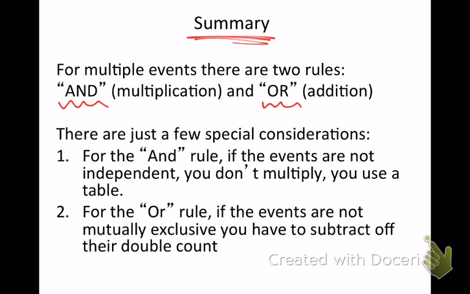And sometimes they will overlap or both will happen at once, which means we have to subtract the double count. So we have to subtract off that double count. That's where we have to be very careful and ask if it's mutually exclusive.